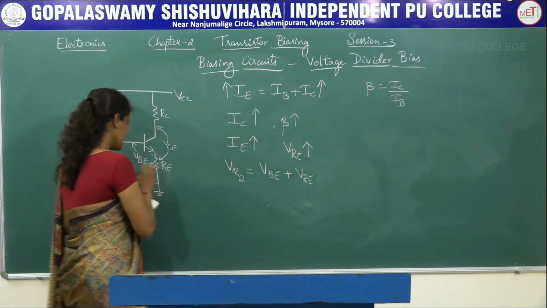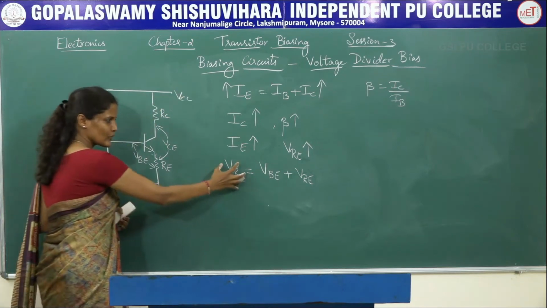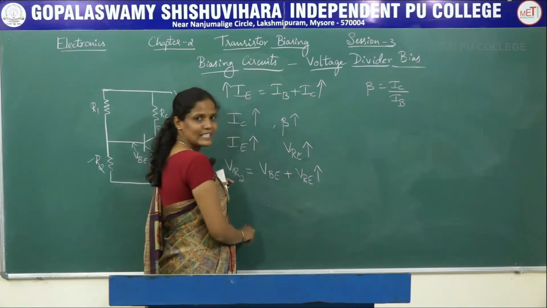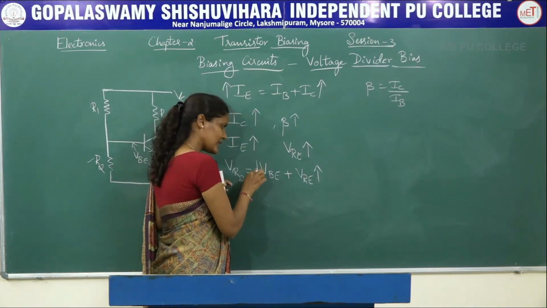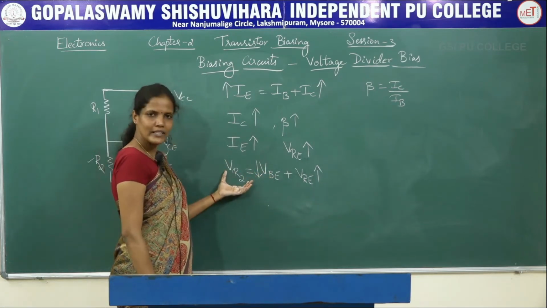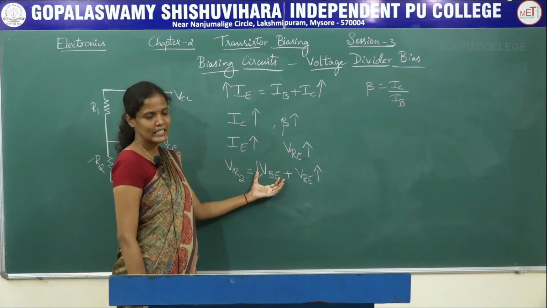I am not changing the value of this resistor and I am not changing the value of VCC. So this voltage V2 will remain constant. Since it is constant, if VRE is increasing, what must be the condition of this VBE? Obviously it must decrease, because we have to maintain this constant value. So since this is increasing, VBE will be decreasing.